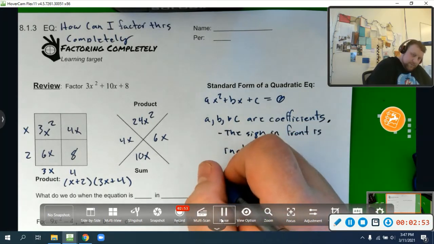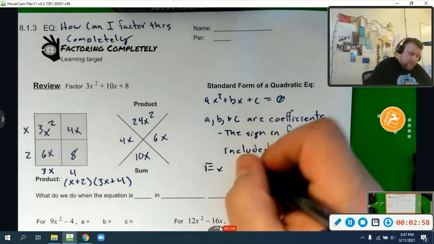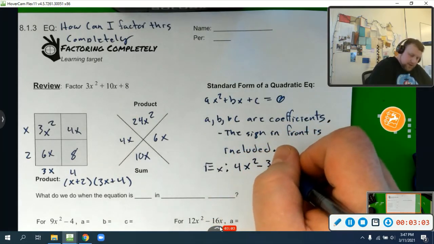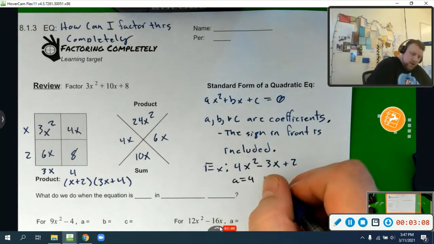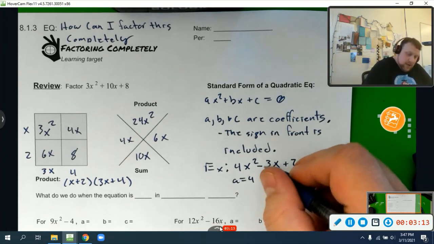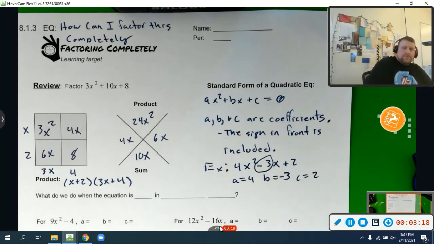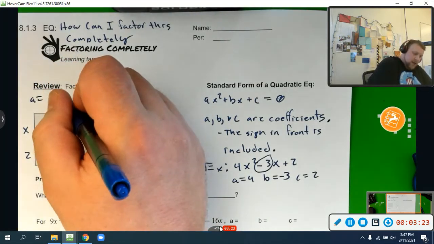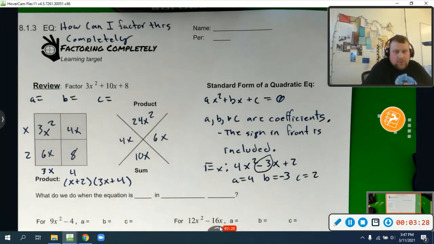For example, put that down for now. Example would be if we looked at the quadratic equation 4x squared minus 3x plus 2. Well, what are my a, b, and c? My a equals 4. My b, if you thought 3, it's negative 3. We got to include that sign in front. And my c equals 2. Okay? So why don't you go take a moment and tell me what a, b, and c equal in 3x squared plus 10x plus 8. Go ahead.